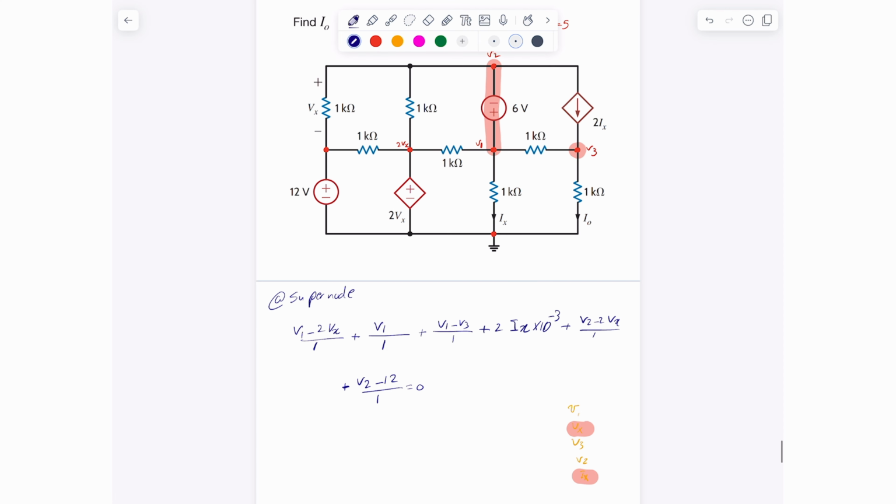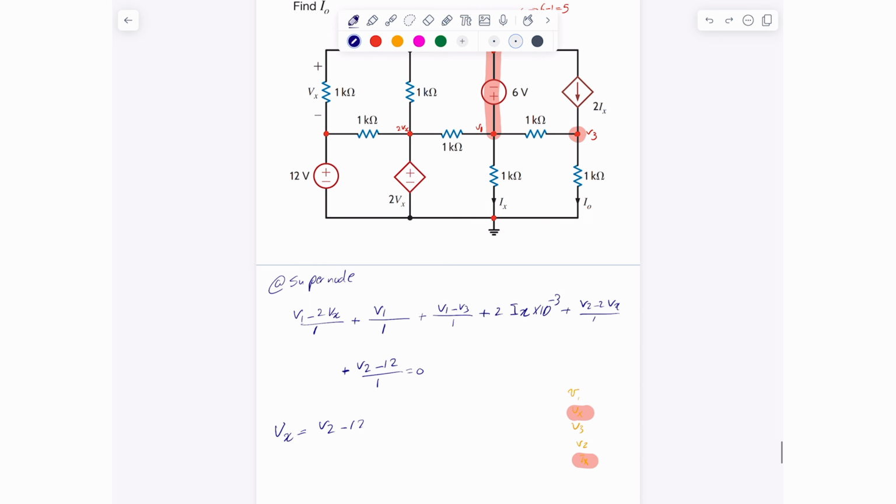Just remember, we have to write another KCL equation for the nodal analysis in here. I haven't gotten there yet, but I will diverge a little bit and just say Vx is simply V2 minus 12. So I wrote Vx in terms of V2. Whatever you see Vx now, we're going to substitute it.